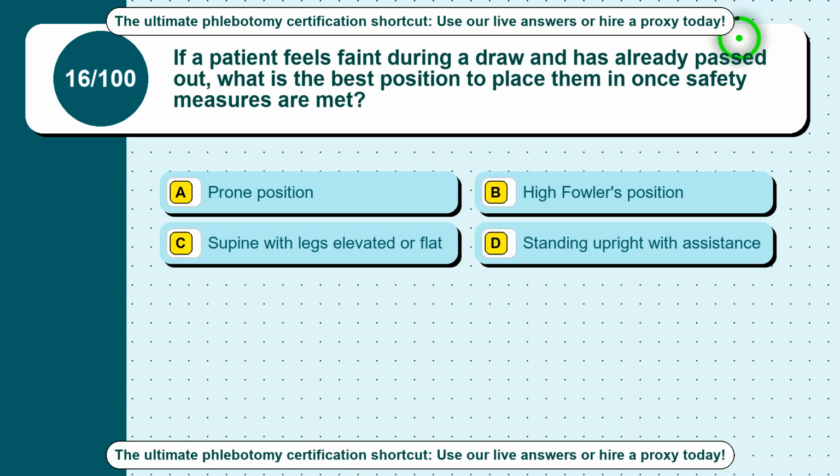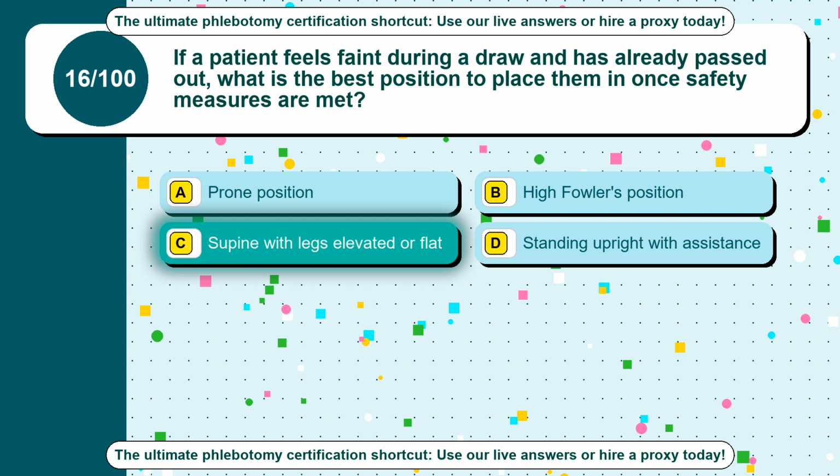Question 16. If a patient feels faint during a draw and has already passed out, what is the best position to place them in once safety measures are met? Option A, prone position. Option B, high Fowler's position. Option C, supine with legs elevated or flat. Option D, standing upright with assistance. The correct answer is option C, supine with legs elevated or flat.